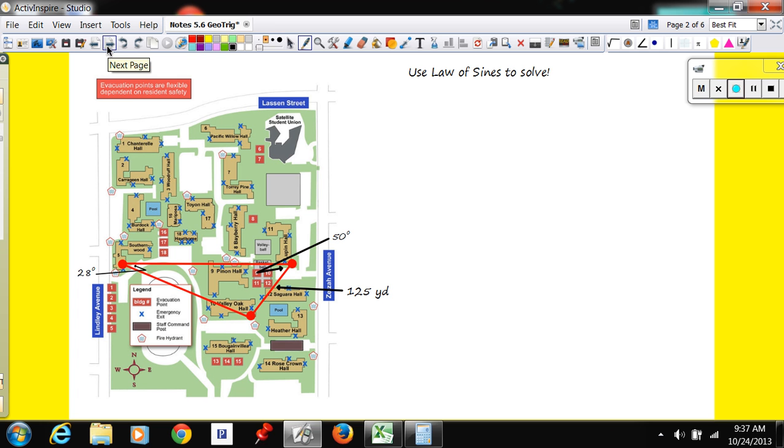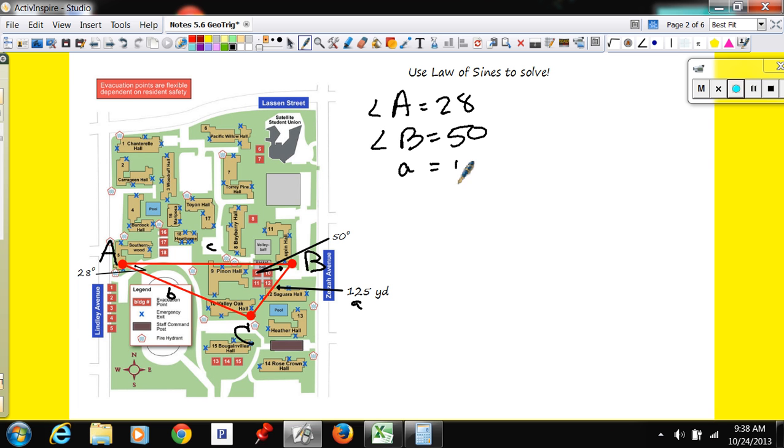Okay, so use it a lot. Let me label these again. This is angle A, angle B, angle C. This is little c up here. This is little b on this side. And little a is over here with the 125. Right now, I have angle A, which is 28 degrees. I have angle B, which is 50 degrees. And I have little a, which is 125.